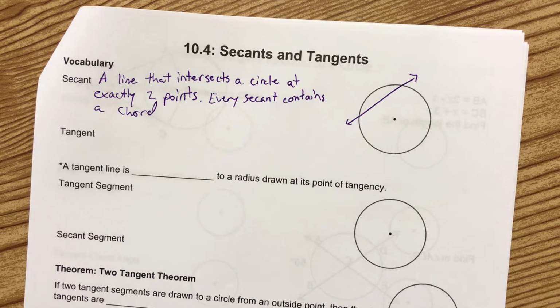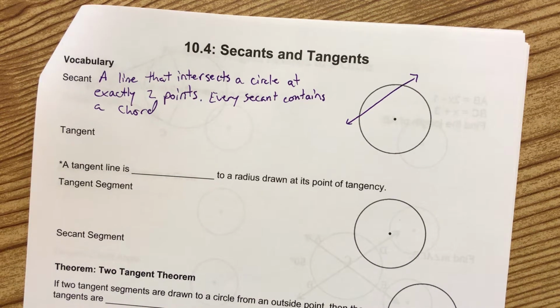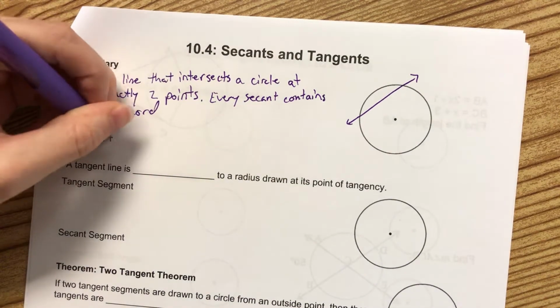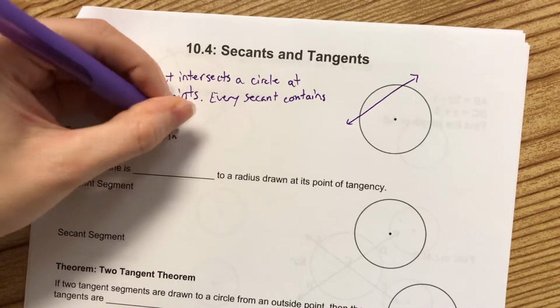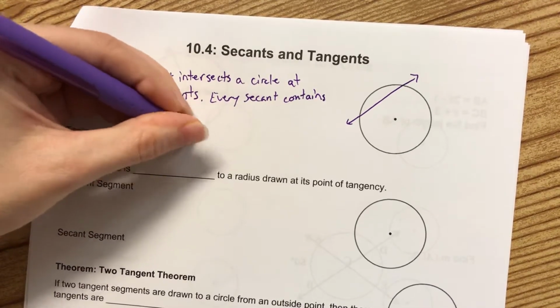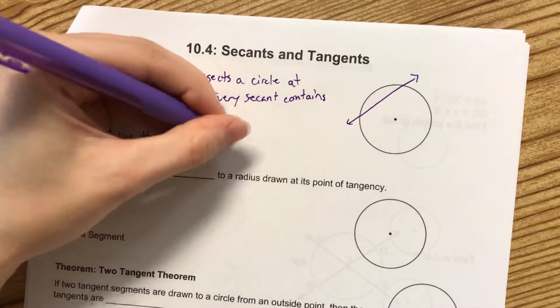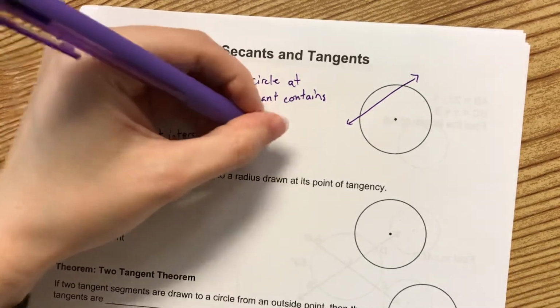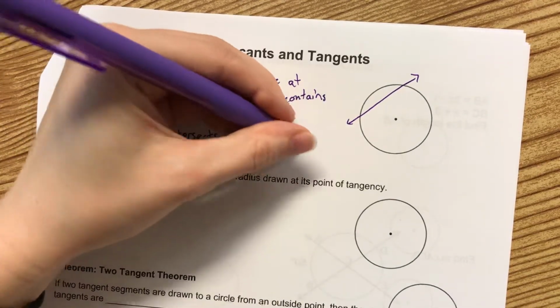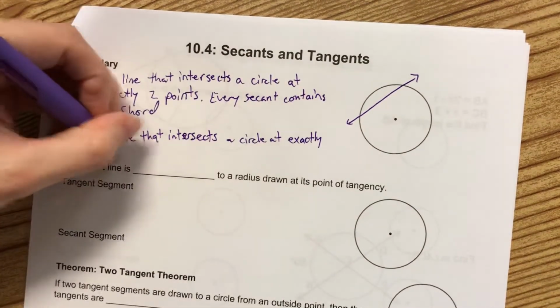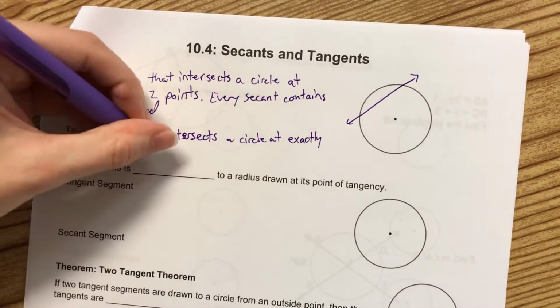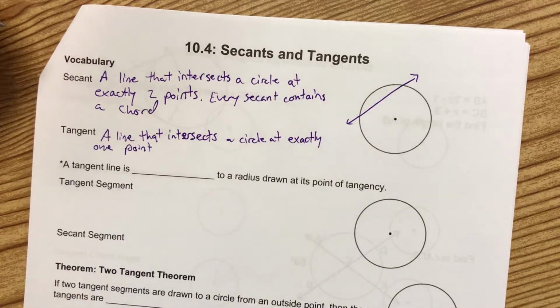Tangents are a different kind of line. Okay? Tangents are lines that intersect the circle at exactly 1 point. So a line that intersects a circle at exactly 1 point. And you might be asking yourself, well, what does that look like?